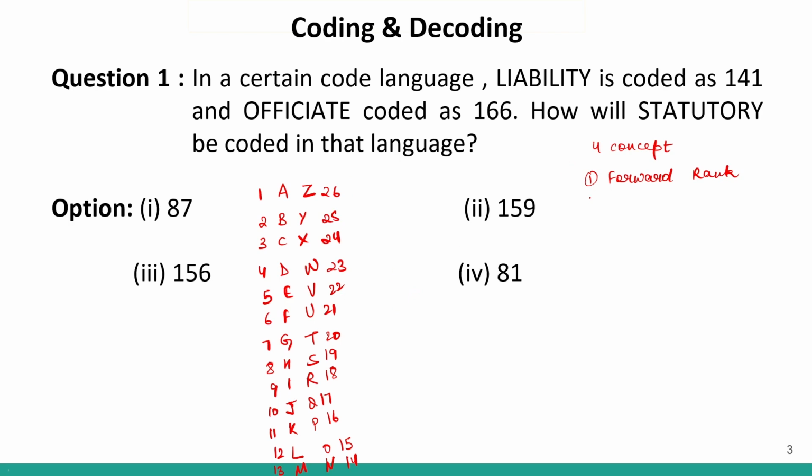Okay. Second concept is of backward ranks. Backward ranks, as the name suggests, is basically when we assign numbers in decreasing order. So if I change the numbering, Z is 1, Y is 2, then 3, 4, 5, 6 and so on, up till A is 26. Correct? These are called your backward ranks.